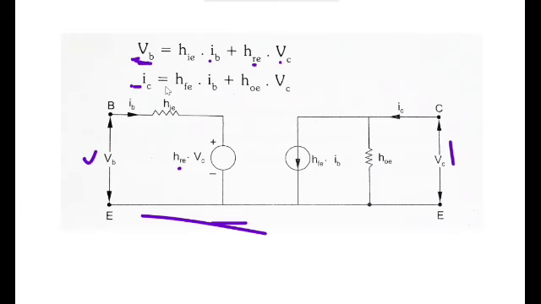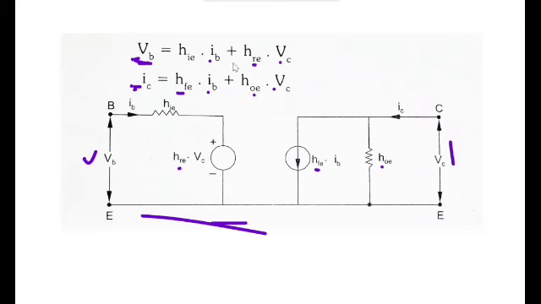And in the second equation, I2 is equal to H21 into I1 plus H22 into V2. Here H21 is the first term in the second network, that is HFE, the forward current gain, multiplied with I1, the input current, that is IB. The second term is HOE, the output admittance in the emitter configuration, multiplied with the output voltage, that is VC.